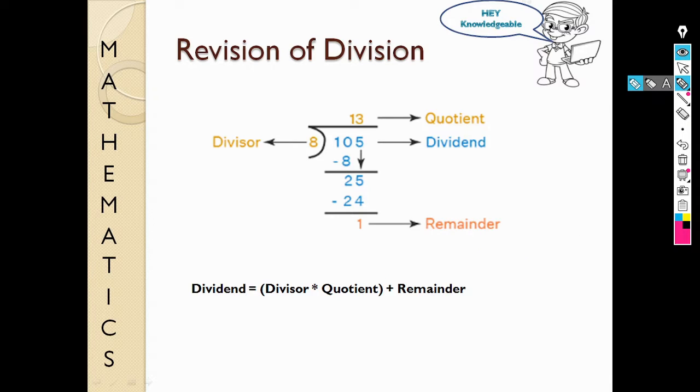Let's try to recap division. The divisor is the number by which we divide. The dividend is the number which is getting divided. The quotient is the result of the division and the remainder is the leftover after the division. We can write dividend equals divisor times quotient plus remainder. So this is what we have studied in our previous classes.